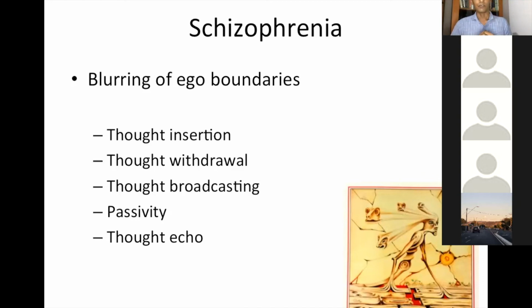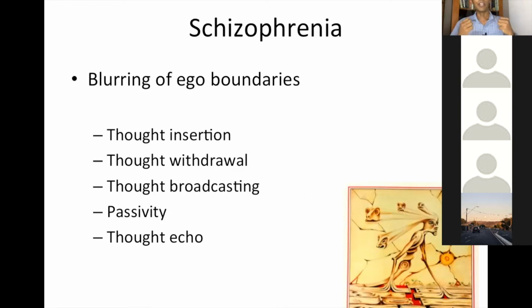What happens? One core symptom of schizophrenia, almost diagnostic of schizophrenia, is this blurring of ego boundaries. My boundaries are blurred. My thoughts are not private to myself anymore. They're going out of my mind. They are broadcasted and other people can get to know them. And other people's thoughts are inserted into my mind, through the boundary. My thoughts are taken out from my head.